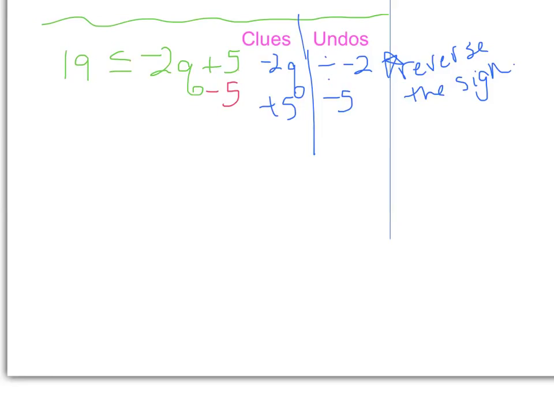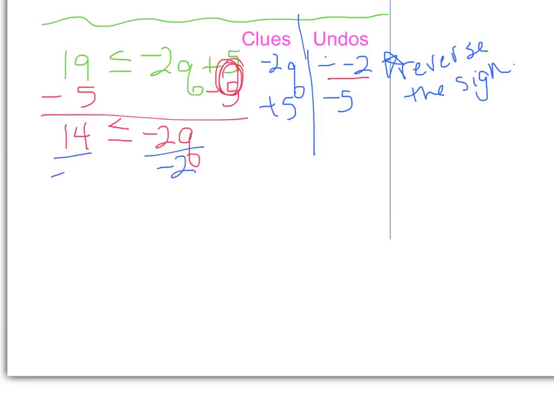So 5 minus 5 is 0, minus 5 over here on the left, and I get 14 is less than or equal to. Since that's 0, all I have left is that negative 2q. Alright, we are one step closer to getting the variable by itself, but now I need to divide by negative 2. Divide. Negative 2 divided by negative 2 is positive 1.